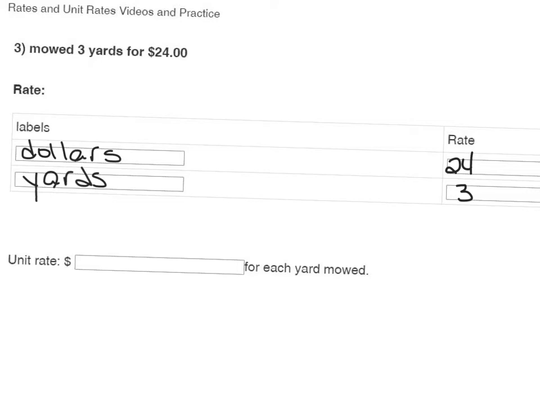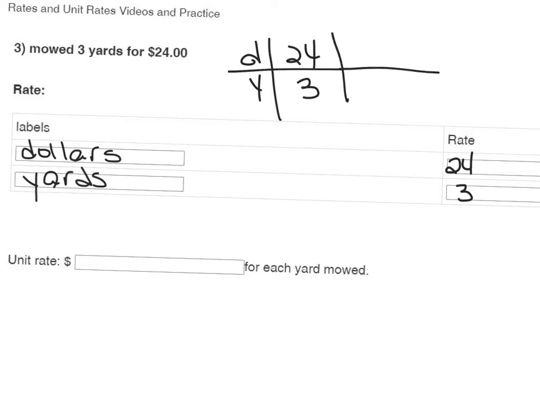Now remember, for unit rate, we're going to do dollars and yards. So it's 24 over 3. My scale factor is going to be divided by 3 because I want the 3 to be 1 yard, because unit rate is for 1. So 3 divided by 3 is 1, and 24 divided by 3 is 8. So that means the unit rate is $8 for each yard mowed.